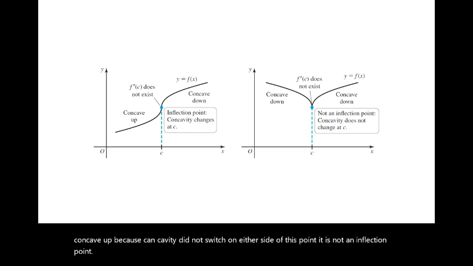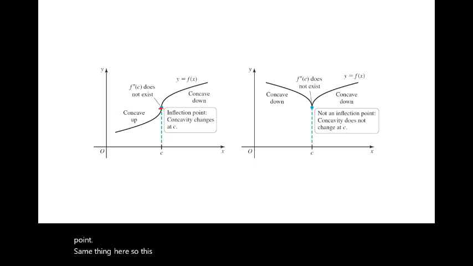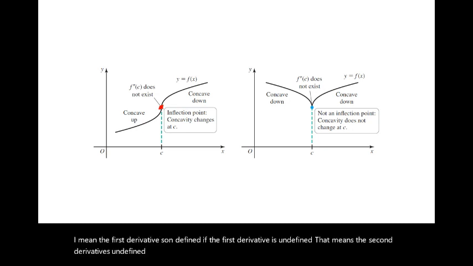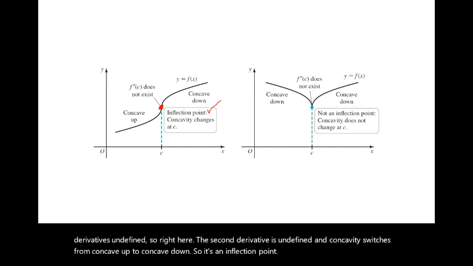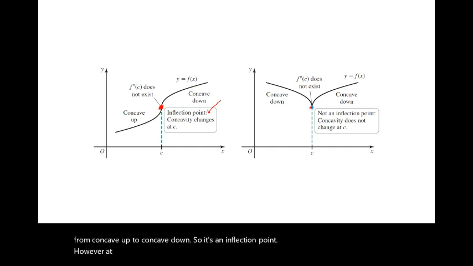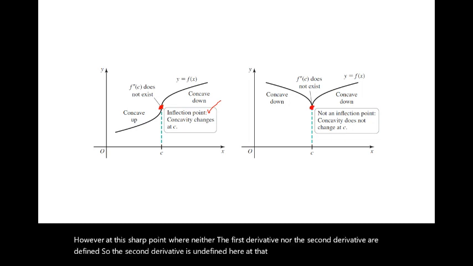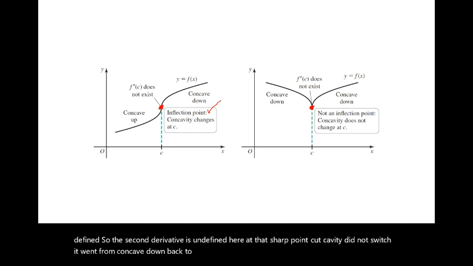Same thing here. So this first point over here on the left, it's a vertical tangent. Vertical tangents mean the first derivative is undefined. If the first derivative is undefined, that means the second derivative is undefined. So right here, the second derivative is undefined, and concavity switches from concave up to concave down. So it's an inflection point. However, at this sharp point where neither the first derivative nor the second derivative are defined, so the second derivative is undefined here at that sharp point, concavity did not switch. It went from concave down back to concave down. Because concavity did not switch, it is not an inflection point.